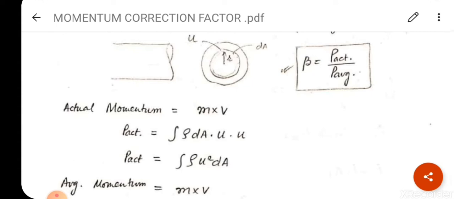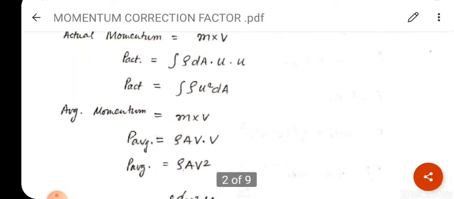I have taken a small strip here, which is having velocity u. So for a small area, in place of m we can write rho into volume. dA into u is nothing but volume. So rho into volume into, in place of v, u. U is the velocity for this case. So total or actual momentum for this case will be P actual is integral of rho u square into dA.